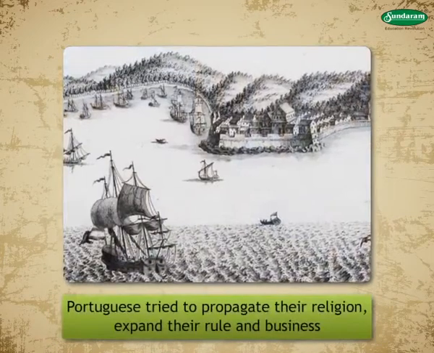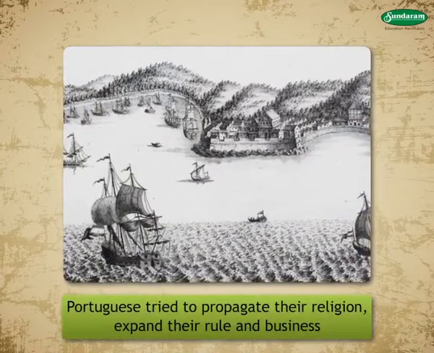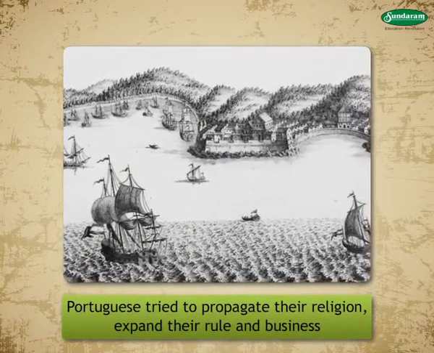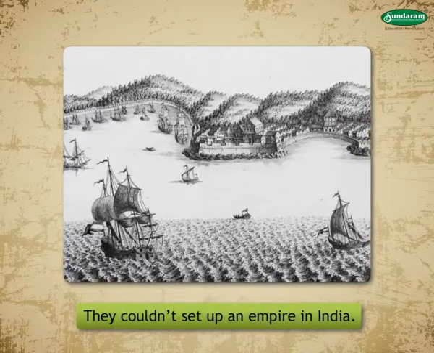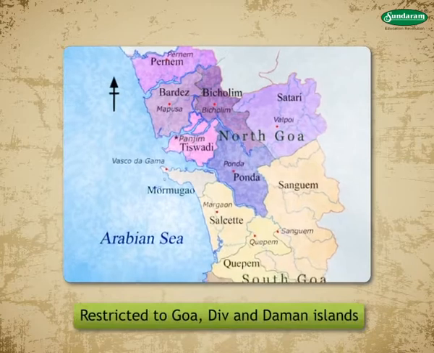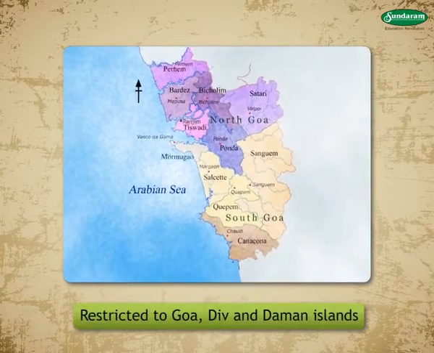However, the Portuguese tried to propagate their religion, expand their rule and business at the same time. Therefore, they couldn't set up an empire in India. They got restricted to Goa, Diu and Daman Islands only.